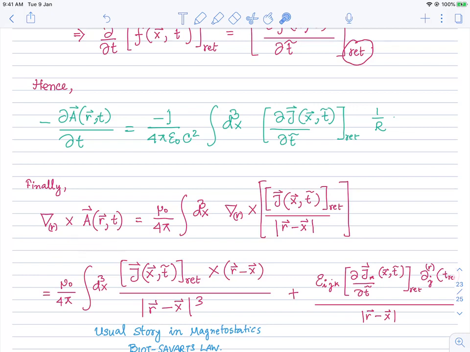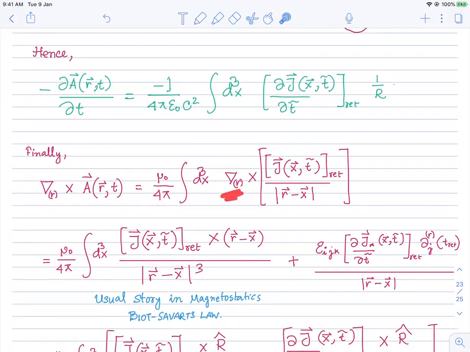So the curl of A, if we want to find it, again, there is an R dependence here, so the curl is with respect to the R coordinate. And we can take this curl inside the integral because the integration is with respect to the X coordinate. Once we take the curl inside, the derivative can act on the R here. And that is exactly what happens in Biot-Savart's law in magnetostatics.